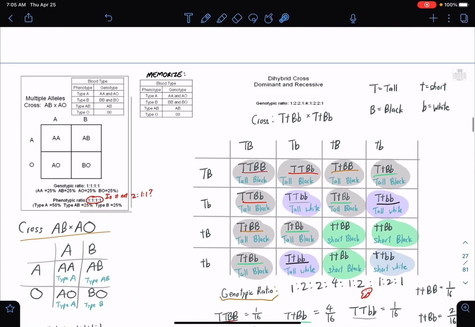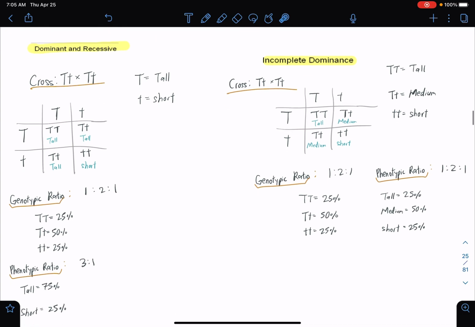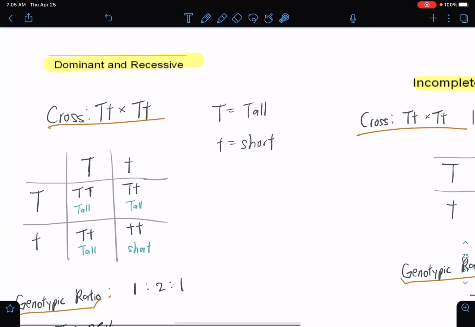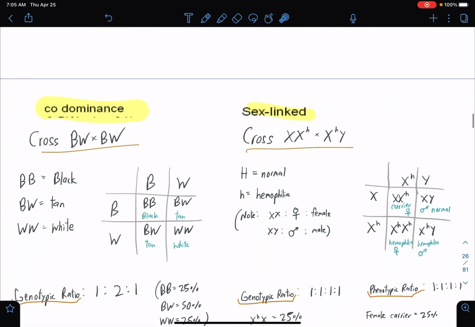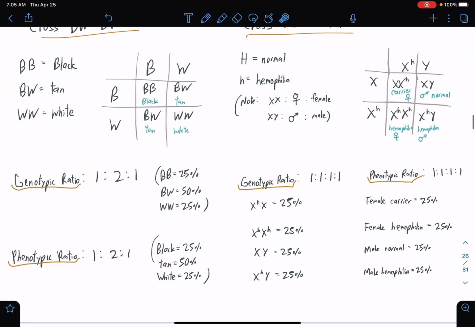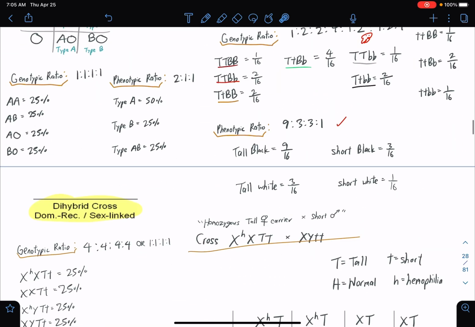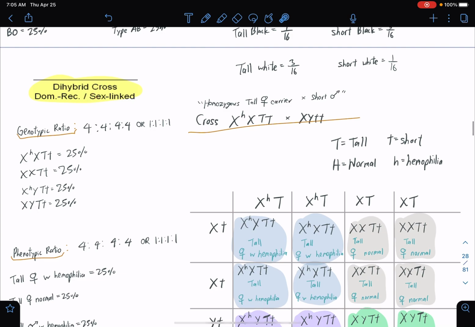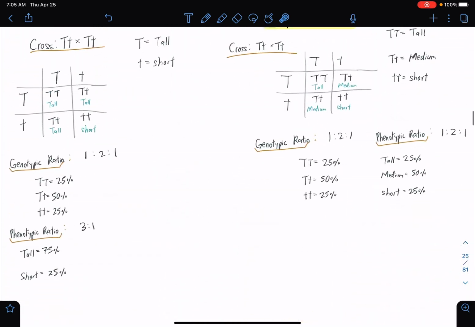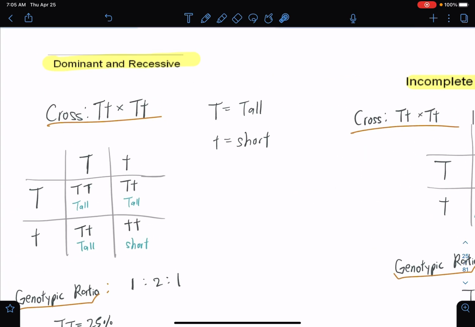So there are certain, I'm not sure what these are formally called, but we have something called dominant and recessive, incomplete dominance, codominance, and sex-linked. Also, in a dihybrid cross, we have dominant, recessive, or sex-linked. Okay, so let's focus on these two first. What's an example for dominant and recessive? So we have two heterozygous species. It's stated here that capital T is tall, small t is short.